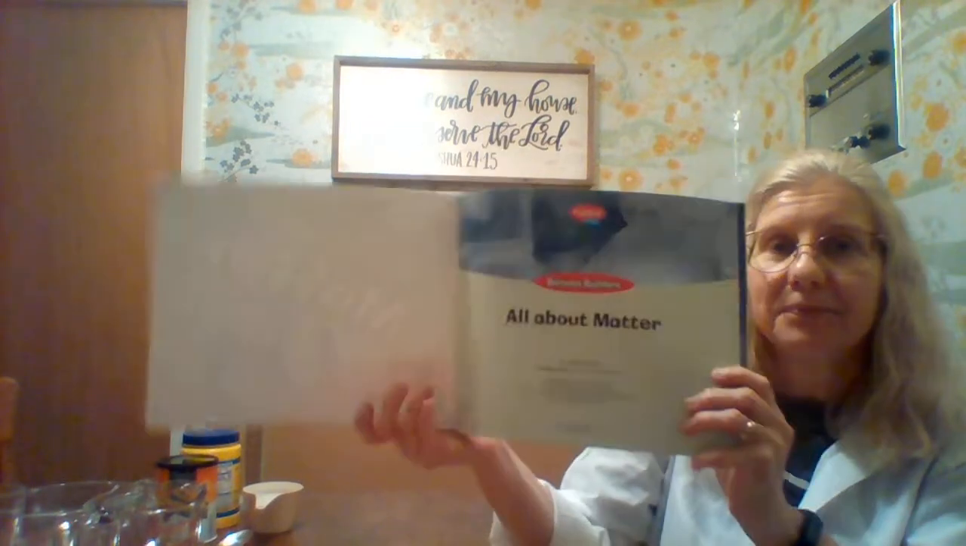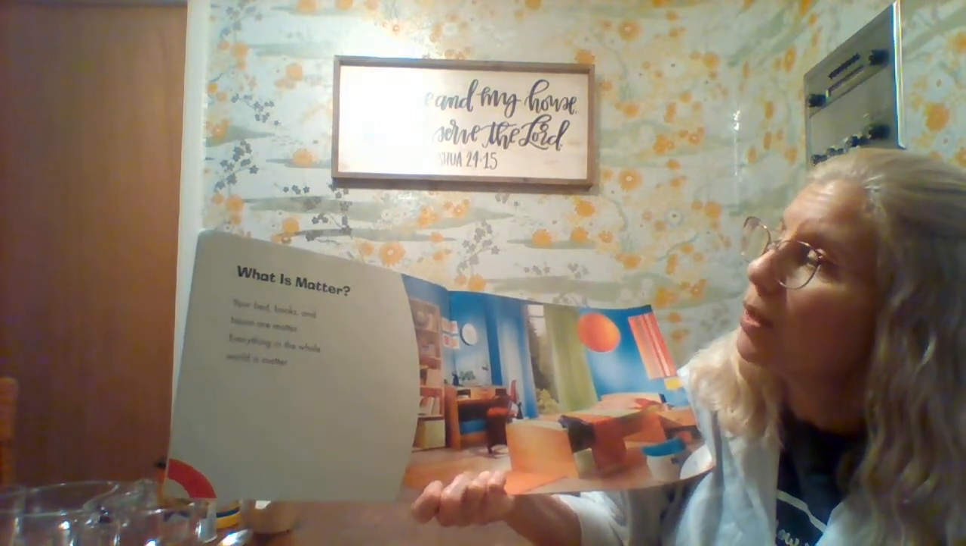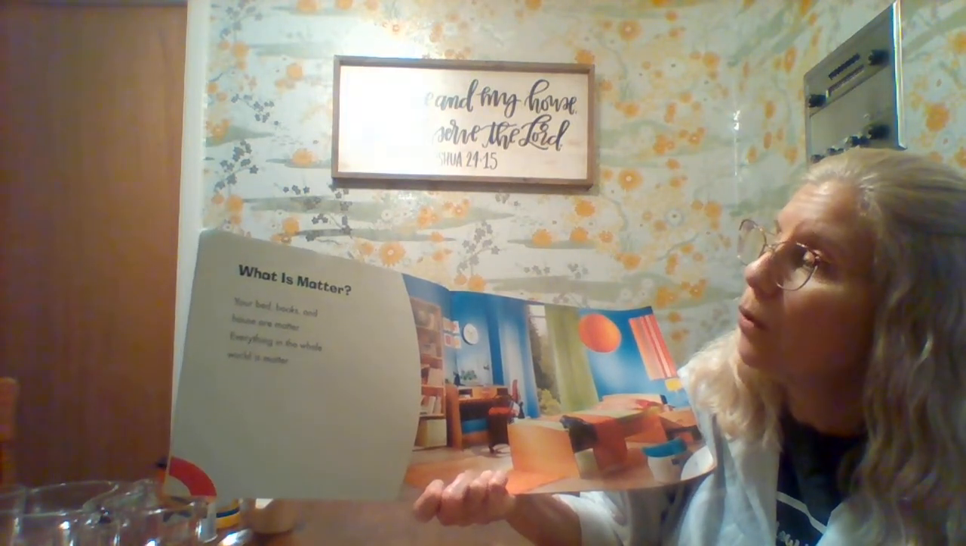Okay, the first book we're reading is called All About Water, and it's by Mari Schuh and Gail Sunders Smith, who was a consulting editor. And as you can see, it has a table of contents, so now you know this is a non-fiction book. And it is going to tell us about matter. It says, what is matter? Your bed, books, and house are matter. Everything in the whole world is matter.